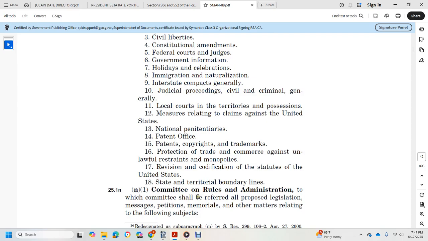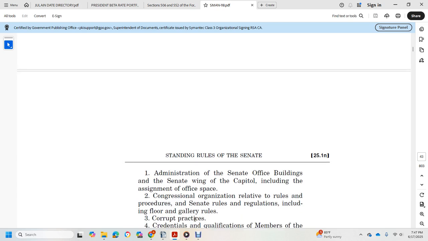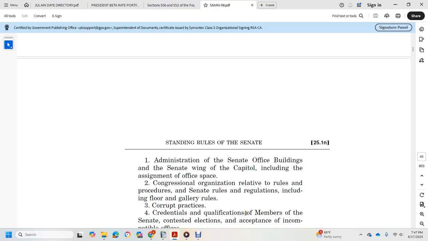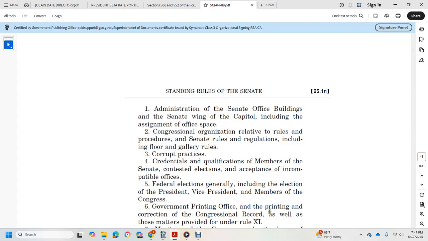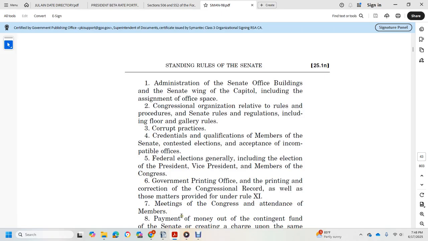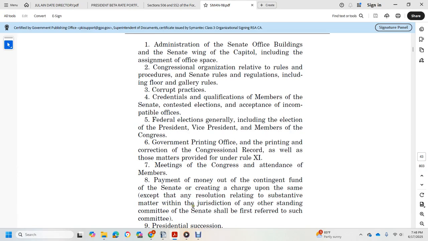Committee on Rules and Administration, to which committee shall be referred all proposed legislation, messages, petitions, memorials, and other matters relating to the following subjects: administration of the Senate office buildings and the Senate wing of the Capitol, including the assignment of office space, congressional organization relative to the rules and procedure of the Senate, including floor and gallery rules, corrupt practices, credentials and qualifications of members of the Senate, contested elections, and acceptance of incompatible offices, federal elections generally, including the election of the President, Vice President, and members of Congress, Government Publishing Office, printing and correction of the Congressional Record, as well as those matters provided under Rule 11, meetings of Congress and attendance of members, payment of money out of the contingent fund of the Senate or creating a charge upon the same, and except for any resolutions relating to substantive matters within the jurisdiction of any other committee of the Senate, which shall first be referred to such committee.